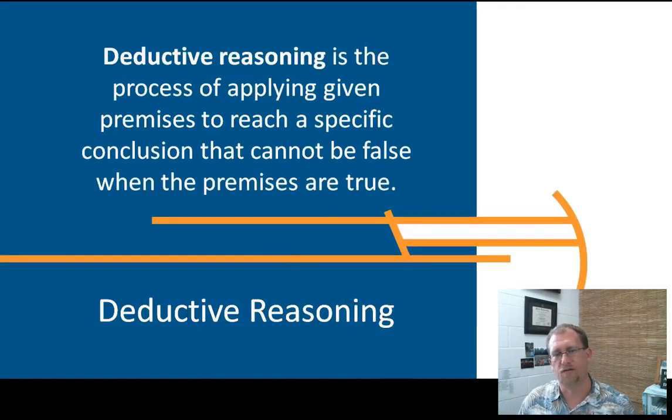Deductive reasoning then is the process of applying given premises to reach a specific conclusion that cannot be false when the premises are true. So we're going to have to work very carefully to make sure that our premises are accurate, and we're only going to use premises that we've either shown to be true in the past or have been demonstrated to be true, and we can take it as received wisdom, right? So deductive reasoning uses these accepted premises to show that something must absolutely be true.